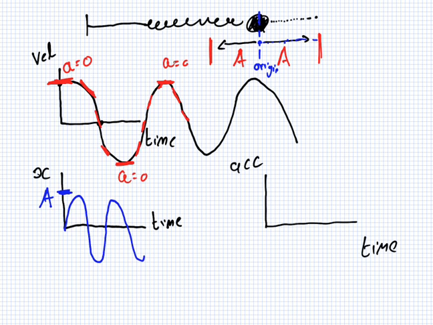So the acceleration at the start is 0, and then here is 0, and then here is 0. So if I was to graph that, acceleration starts at 0, then does it go positive or negative? Negative. So it looks like this here.